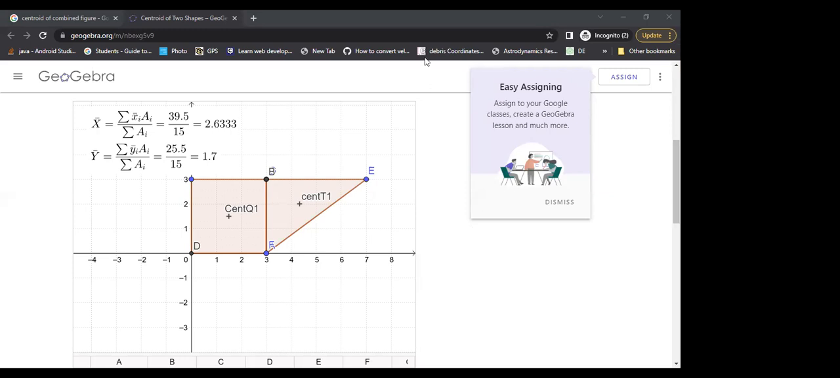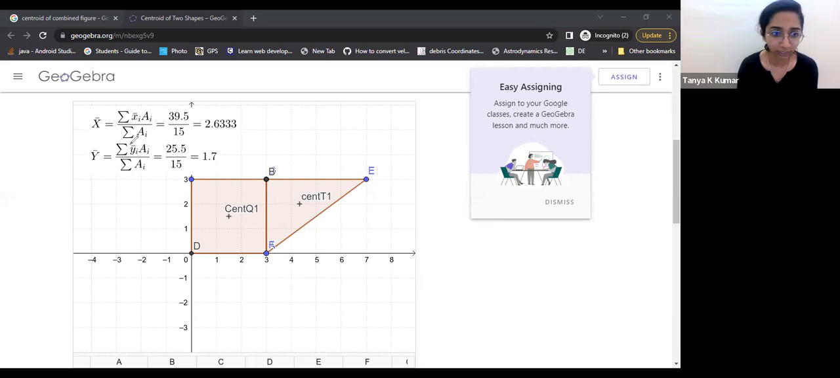Yes, ma'am. Okay, so here you can see that xi bar is the individual axis. This is the centroid of the square. This is the centroid of the triangle. The centroid of the square is x1 bar, the centroid of the triangle is x2 bar, and y1 bar, y2 bar.